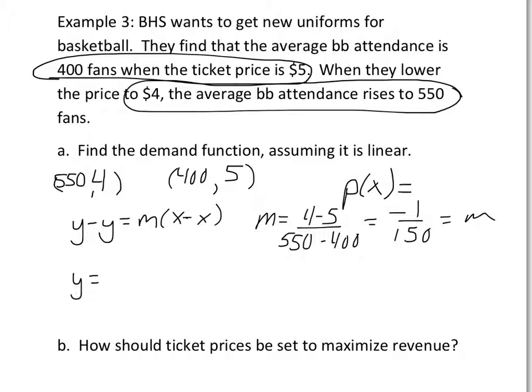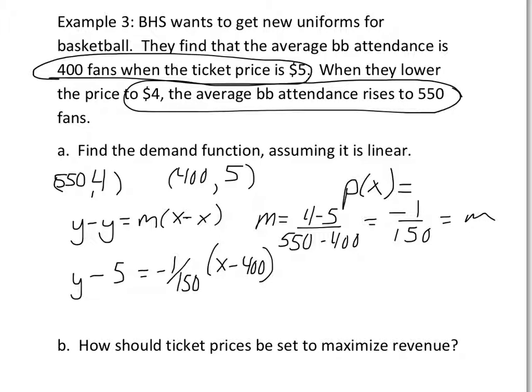I'm going to go ahead here. I need to make a subtraction sign there, sorry, instead. So y minus, I'm going to use the point 400, 5. So y minus 5 is going to equal -1 over 150 times x minus 400. All right, so that is my equation.